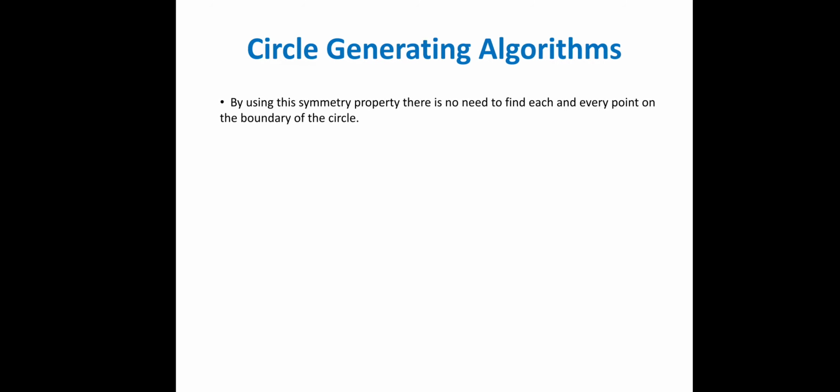So the next is the symmetry property. It is a very important property for the upcoming algorithms like Bresenham's and midpoint circle generation, okay? So we have to see what this symmetry property of the circle is. By using this property there is no need to find each and every point on the boundary of the circle, okay? We can find a single point and reflect that single point into all octants, okay? So you can divide the circle into 4 quadrants, or into 8 octants also.